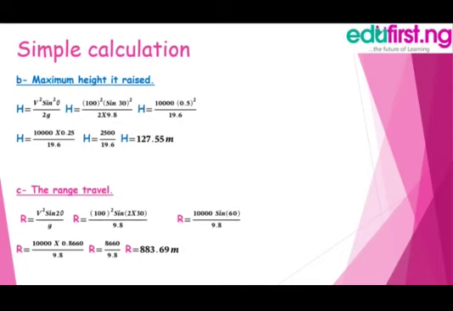Now the range. The equation to be used is v squared sine 2 theta all over g. Remember I said sine is an operator, and g is a constant already, so you substitute your values. V, the velocity, is 100, theta is 30, and g is the constant value 9.8. After substituting and using the operators, we have an approximate value of 883.69 meters.